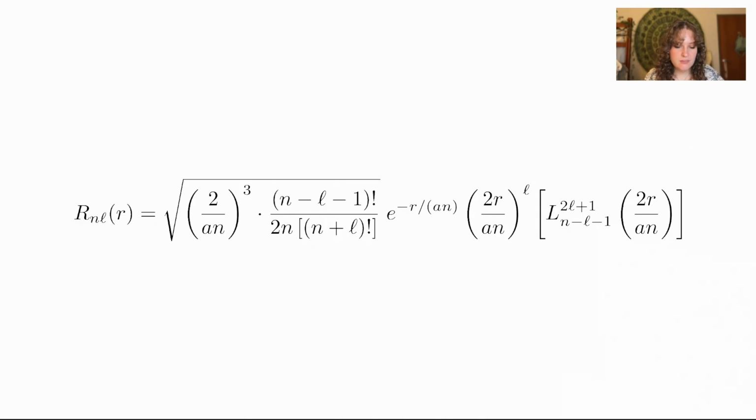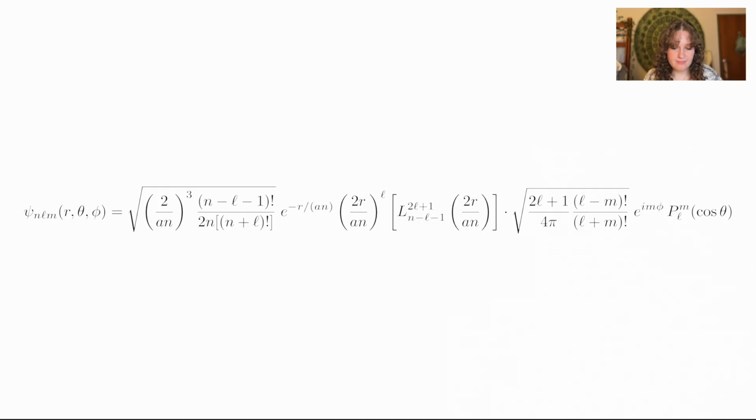So putting it all together, the full solution is a wall of symbols, but every piece has a job. The exponential e to the negative r over an, the asymptotic decay we peeled off. It's why the electron is bound. The 2r over an to the l, that's the behavior near the origin. The Laguerre polynomial, that's the power series, v of rho, that survived termination. The Legendre function and e to the im phi, those are the angular parts. The square roots out front, those are normalization constants that make the total probability equal to 1. Nothing here is arbitrary or made up. This was all from the math.